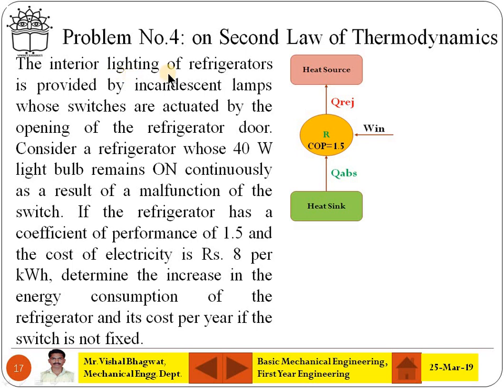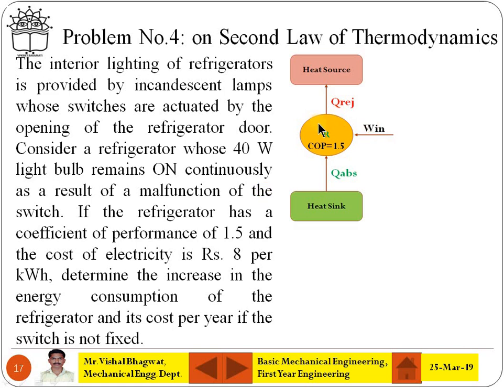The interior lighting of refrigerators is provided by incandescent lamps whose switches are actuated by the opening of the refrigerator door. Consider a refrigerator whose 40-watt light bulb remains on continuously as a result of malfunction of the switch. If the refrigerator has a coefficient of performance of 1.5 and the cost of electricity is rupees 8 per kilowatt hour, determine the increase in the energy consumption of the refrigerator and its cost per year if the switch is not fixed.